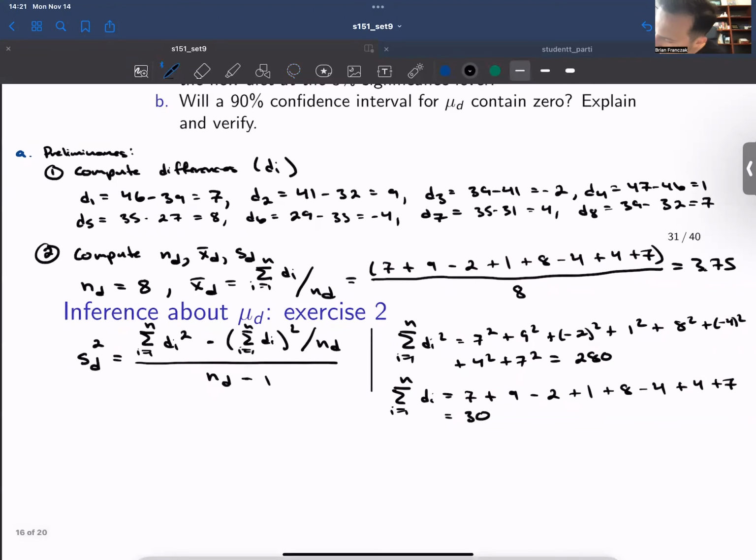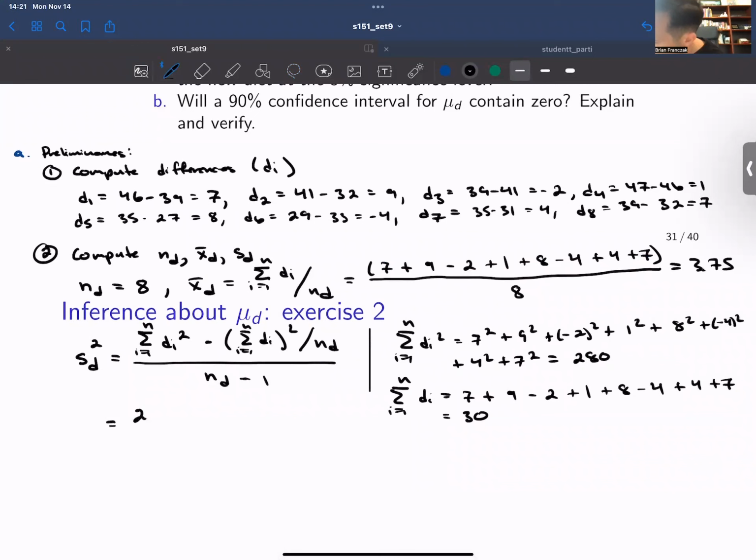All right, so then here, I'm going to have 280 minus 30 squared divided by 8, over 8 minus 1. And when I work this thing out, I should end up with 4.892. Or sorry, I should end up with 23.929.